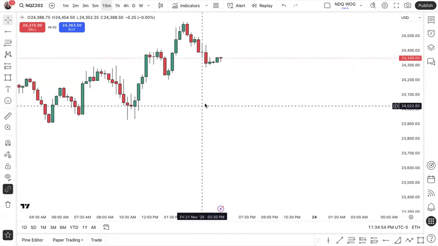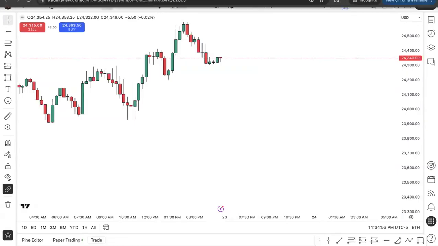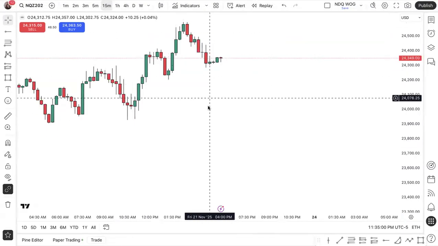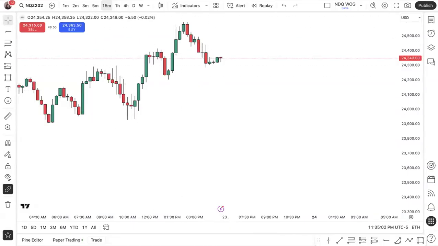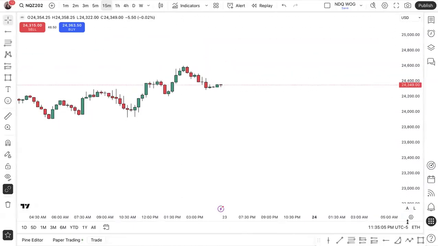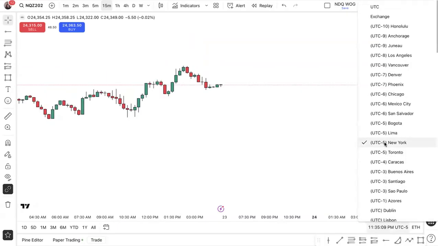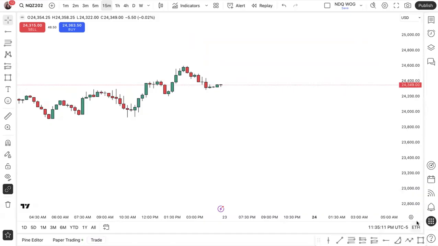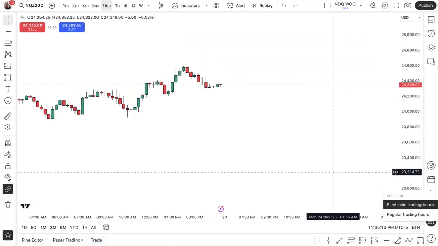What's going on, everybody? I wanted to go through today in the market, just looking at our charts for all the newcomers. First thing you want to make sure on the bottom right, you're at New York time, so UTC-5 New York. We'll click that. Working off of electronic trading hours.